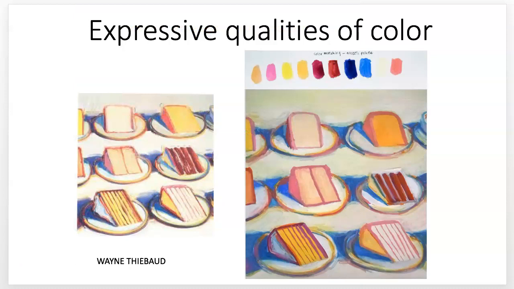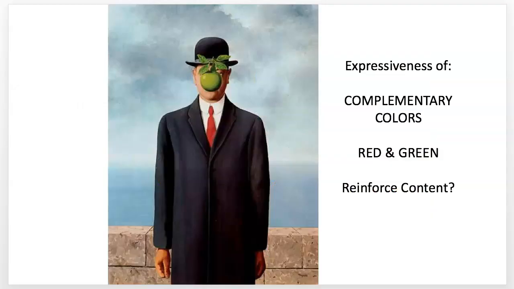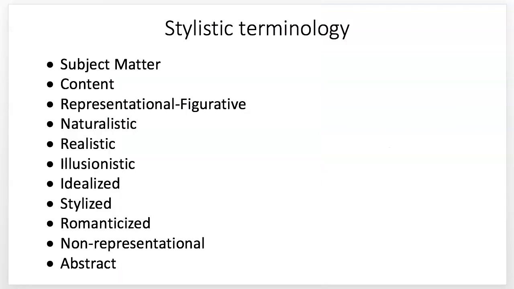Color is very expressive. It's really powerful and gives people a quick feeling when they're looking at things. And it's also a way of reinforcing content. This is The Son of Man by Magritte, and he's making us focus a lot on the apple because the red and green are opposite each other. So he's using it to reinforce what he wants you to see, that his face is covered by an apple.